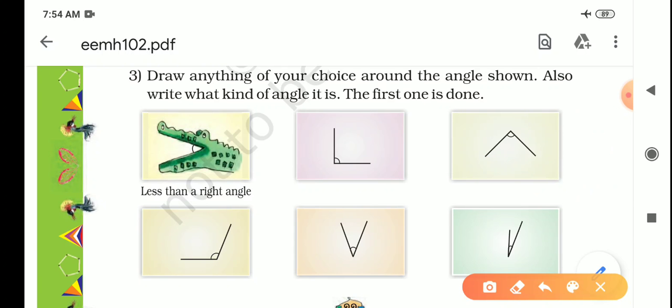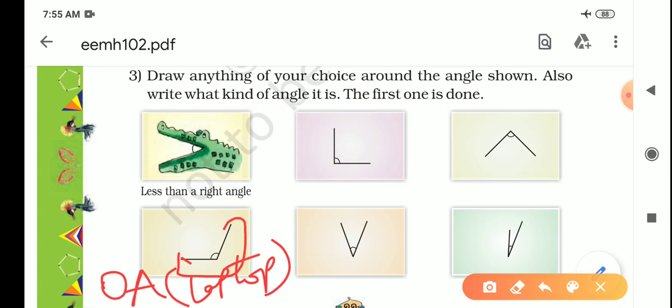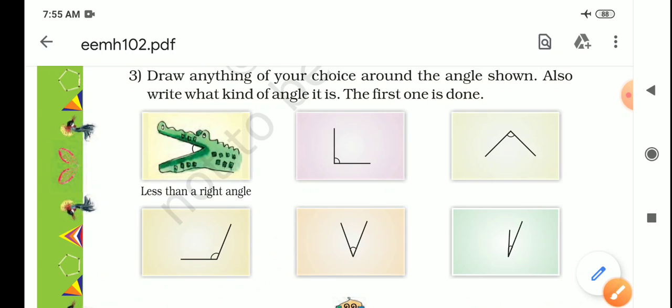The fourth picture is our obtuse angle, because it is more than 90 degrees, and we have studied that an angle whose measure is more than 90 degrees is called an obtuse angle. So here we can write OA, that means obtuse angle. And by taking the obtuse angle, what can we draw? We can draw a laptop. One of your favorite things you can draw here is a laptop. You can draw a laptop like this, or you can draw any other thing according to your choice, and you have to write here laptop. Whatever thing you are drawing, you have to mention it here.